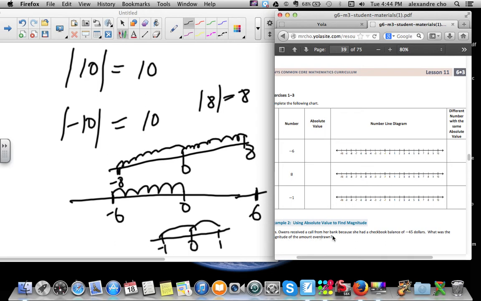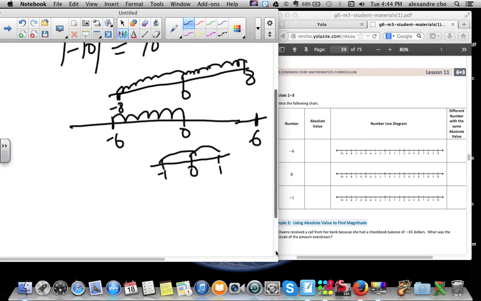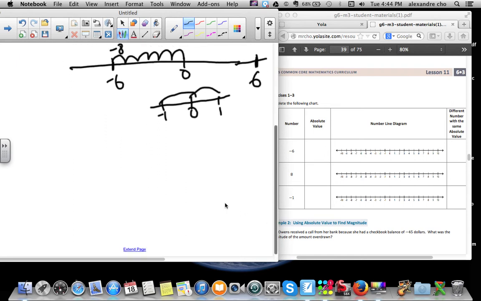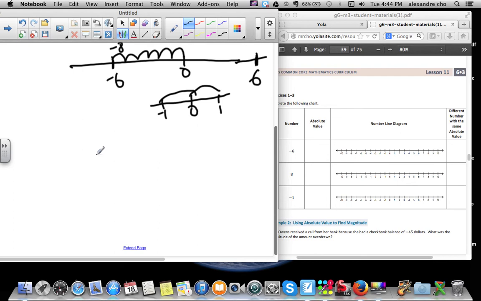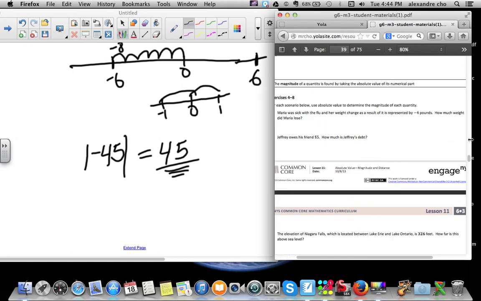Mrs. Owens received a call from her bank because she had a checkbook balance of negative $45. So she's owing. What was the magnitude of the amount overdrawn? They're asking for this, which is 45. So how much is she in debt? 45, which is the amount that she has to pay back. So we're talking about magnitude as the quantity.